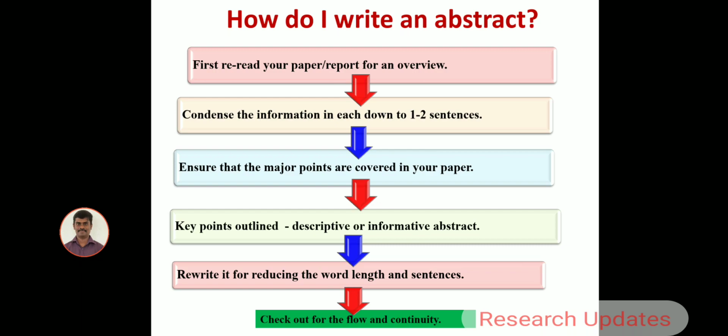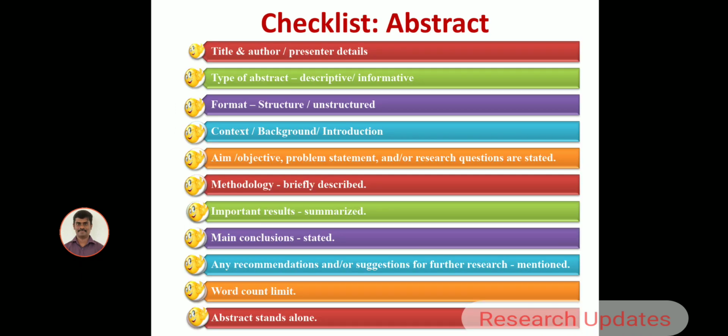So, this is how you have to write an abstract: starting from an overview, condense it, then ensure that major points are covered and the key points are outlined, rewrite it further to reduce the word length and the sentences, and finally check the flow and the continuity of your abstract. So, this is how an abstract should be written. Coming to the checklist for writing an abstract, the title and the author and presenter details should be mentioned in the abstract.